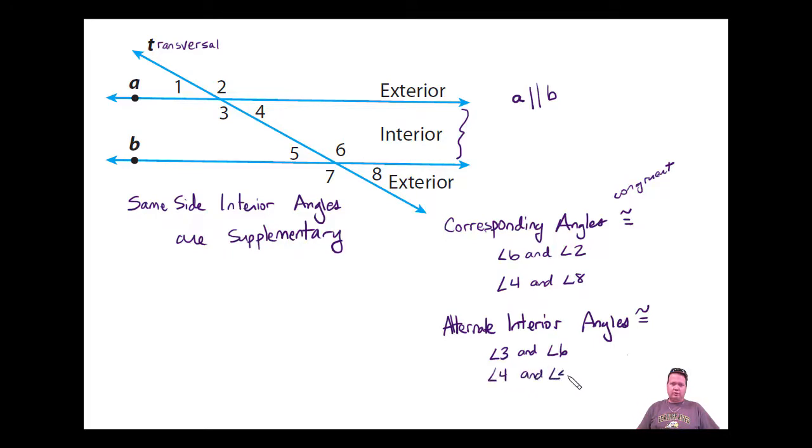The last angle relationship we have is alternate exterior angles. And kind of like the interior angles, but they're on the outside.